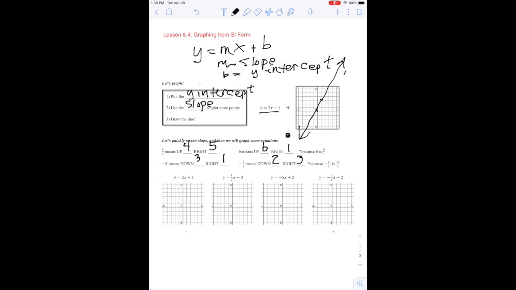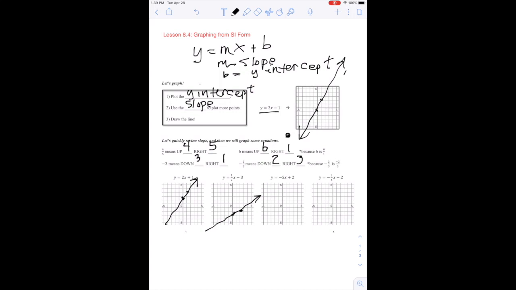First one, my y-intercept is at +1, which is right there somewhere. And then I'm going to go up 2 and over 1 to here. And then we're going to draw our line. Okay, -3 would be 1, 2 down here. And up 1 and over 2 would take us here. Again, it's a positive slope.